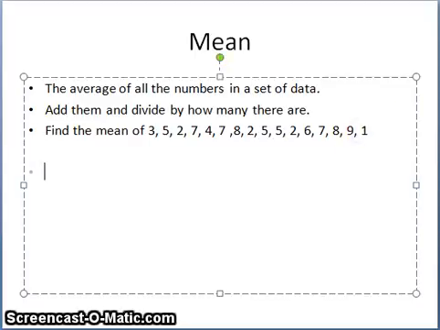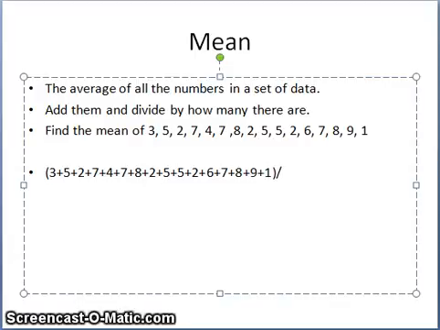So, what I'm going to do to find the mean of this set of data is add 3 plus 5 plus 2 plus 7 plus 4 plus 7 plus 8 plus 2 plus 5 plus 5 plus 2 plus 6 plus 7 plus 8 plus 9 plus 1. And then I'm going to count and see how many there are. There are 1, 2, 3, 4, 5, 6, 7, 8, 9, 10, 11, 12, 13, 14, 15, 16 numbers, so I'll divide by 16. So the next thing to do is to actually add them up.